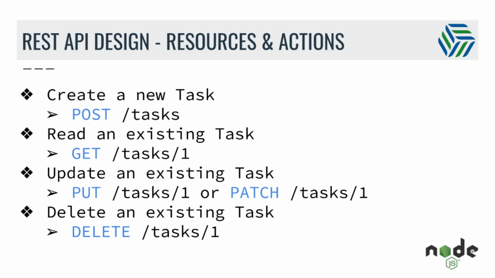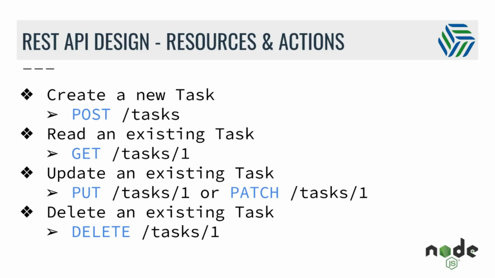So if we want to create a task, we specify the post HTTP verb and the task URI as the resource. And we also pass a JSON payload in the body of the HTTP post request. If we want to read the data from a specific task, we use the get HTTP verb and the task URI as the resource, including the task ID.